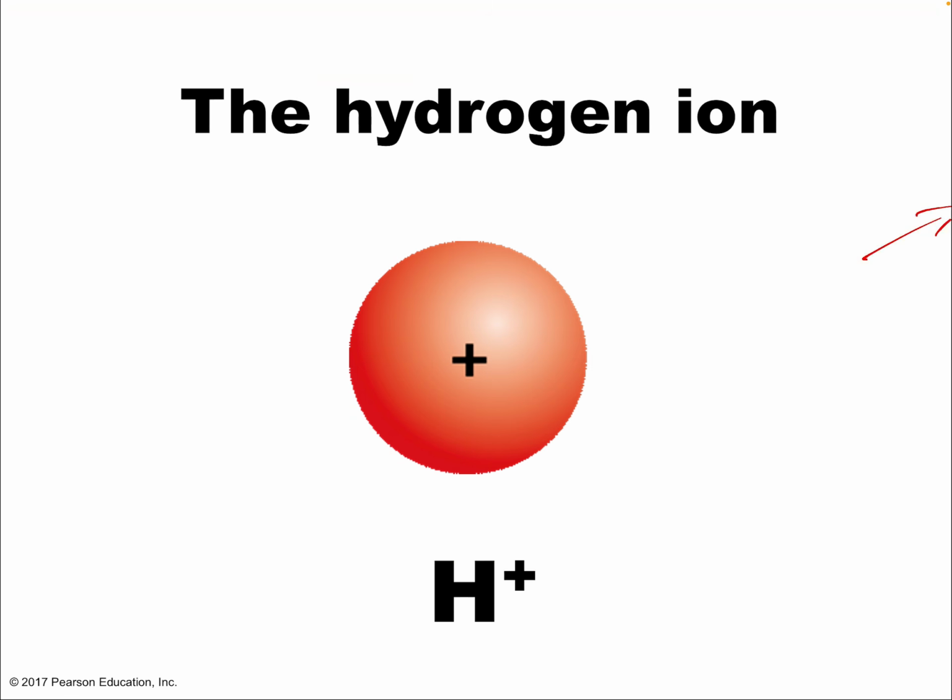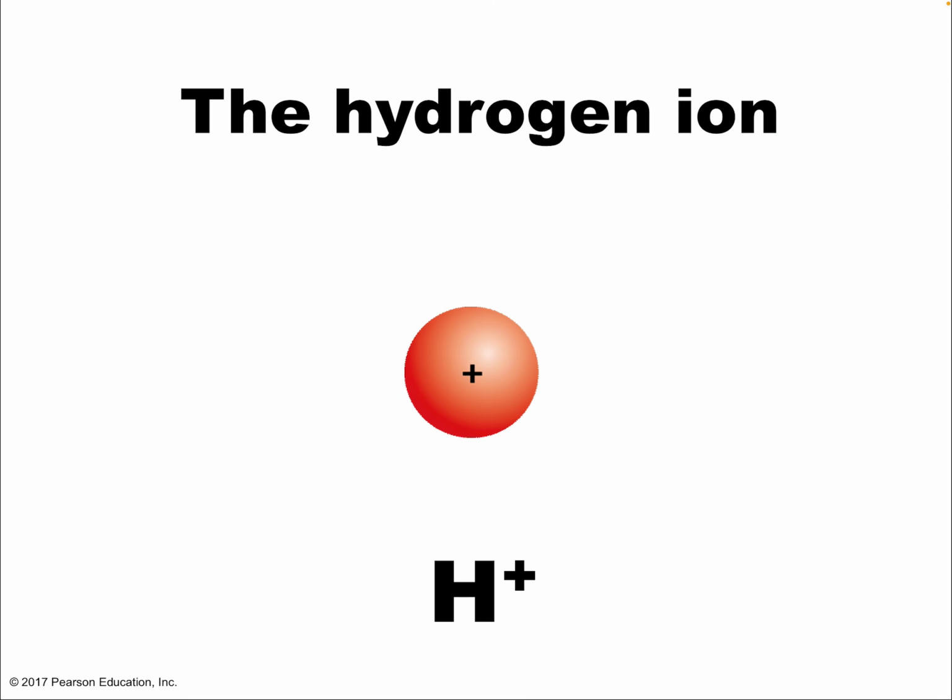So you used to have an atom, now you have an ion. Because an ion either has a net negative charge or a net positive charge. And in this case, without any electron at all, clearly the charge is positive. It's just a single proton. See? All right, that's the hydrogen atom.